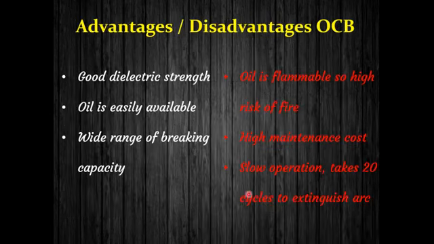So the main advantages of OCBs are: oil has good dielectric strength, so it can be used for high voltage operation, oil is easily available, and the OCB has a wide range of breaking capacity. There are several disadvantages of OCB. The first is oil is flammable, so there is a high risk of fire. Since oil is the main medium used for arc quenching, it requires maintenance and the maintenance cost is high. And the operation of arc quenching is slow and it takes around 20 cycles to extinguish.